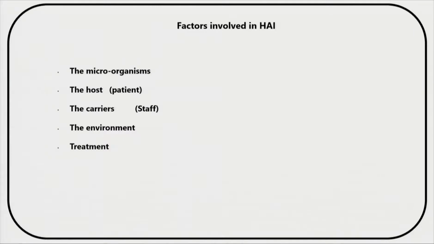Let us very quickly look at the factors involved with hospital acquired infections. We talked about them. First and foremost, these are the microorganisms, which we call pathogens, which cause the infections, and the host, usually the patient. The carriers are usually the healthcare workers who move from one patient to another while providing clinical services. The environment within the hospital, within the healthcare system, and the treatment itself can also be factors, because misuse or indiscriminate use of antibacterials, antibiotics, etc., can cause antimicrobial resistance, which can further aggravate the problem of hospital acquired infections.